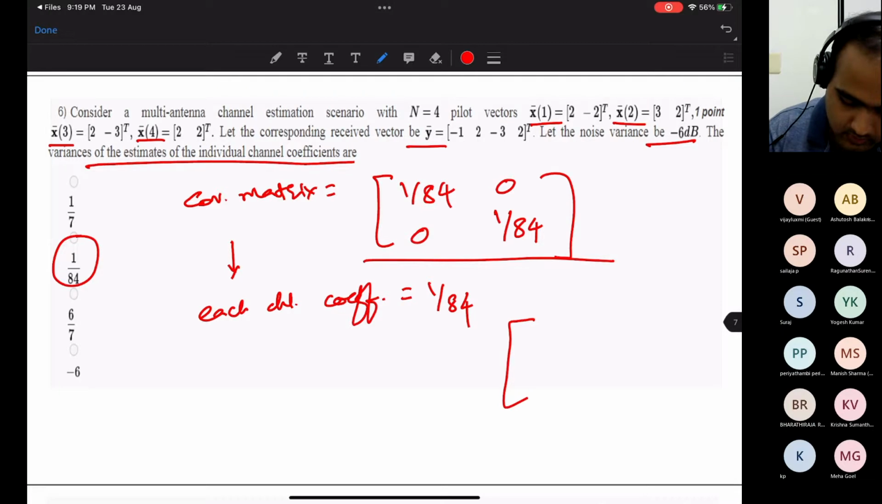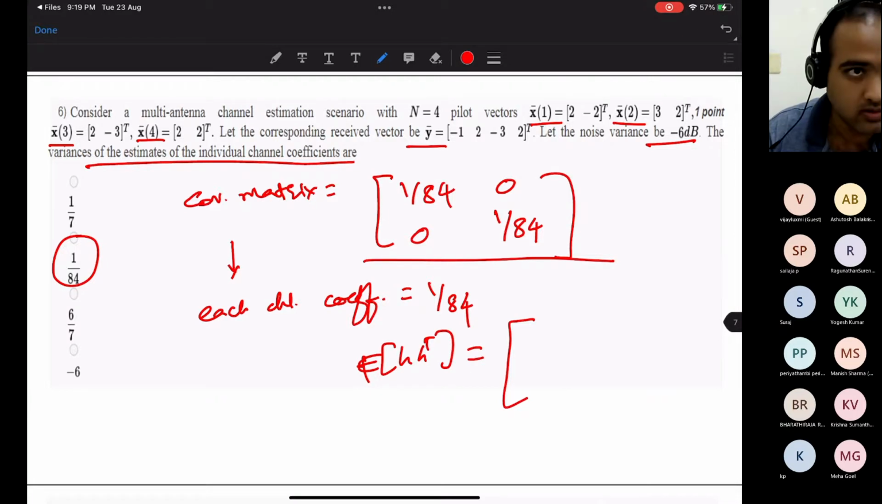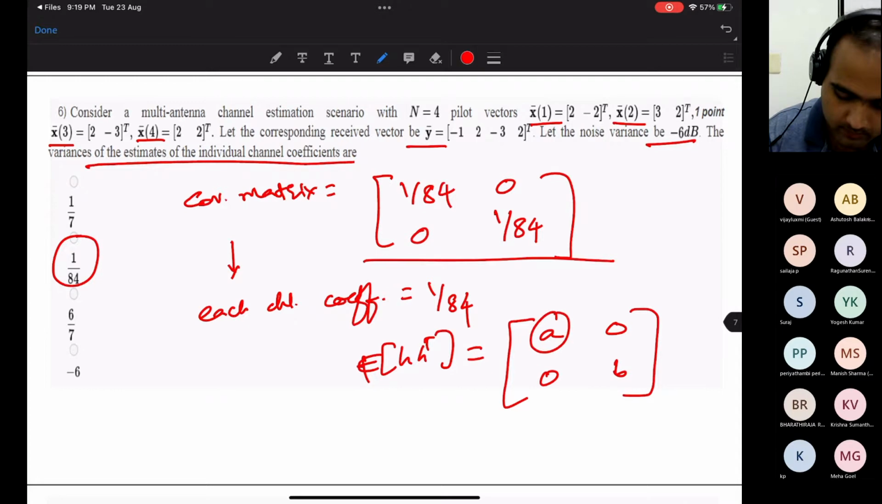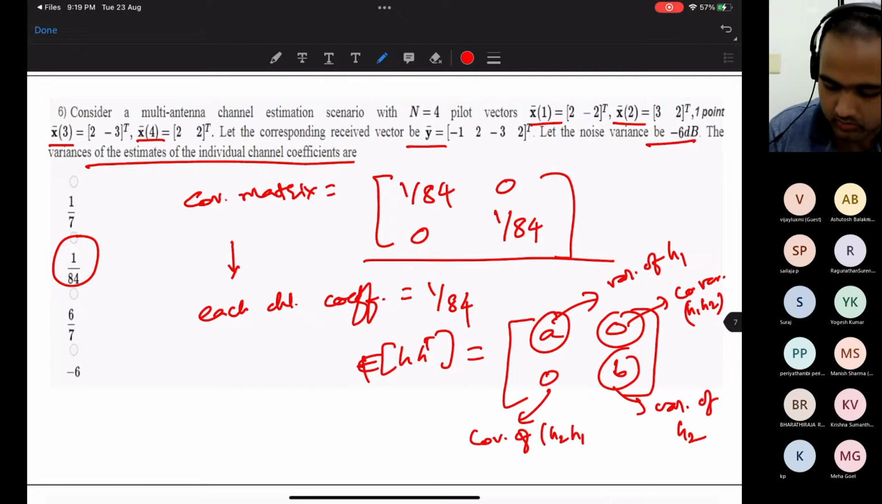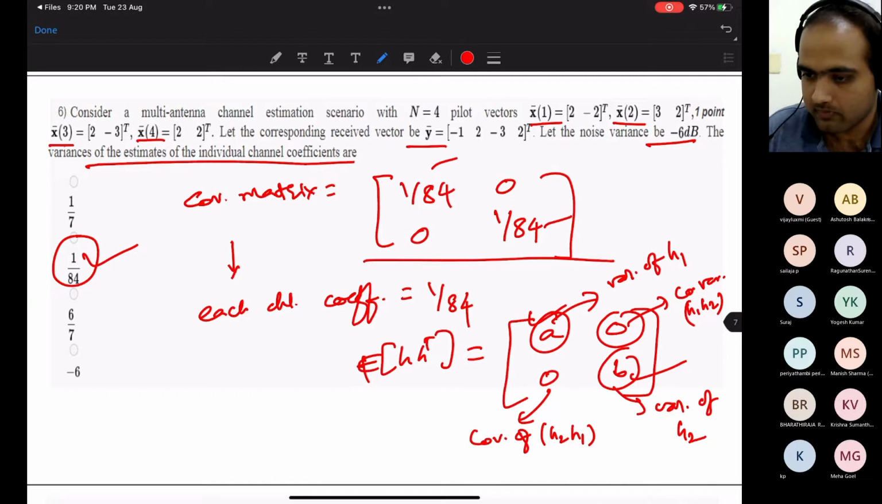So if you have expectation of H H transpose, this is say A, 0, 0, B. So this is your variance of H1, this is the variance of H2, and this is my covariance of H1, H2. Similarly, this is the covariance of H2 and H1, which are zeros in this case. So what we have been asked: what are the variances of the individual coefficients, which is A and B? In this case both are 1 by 84 each, and so the answer is 1 by 84. Okay, any doubt?